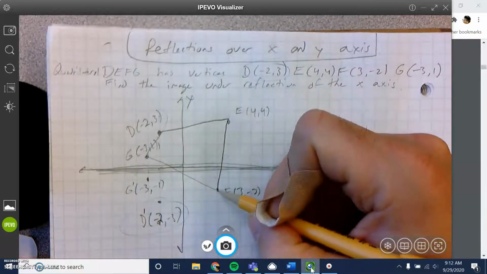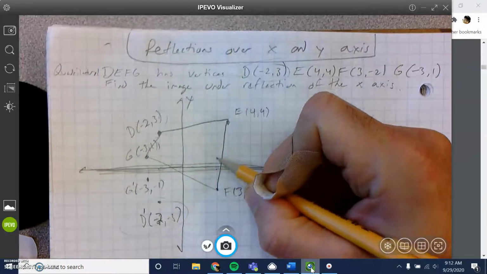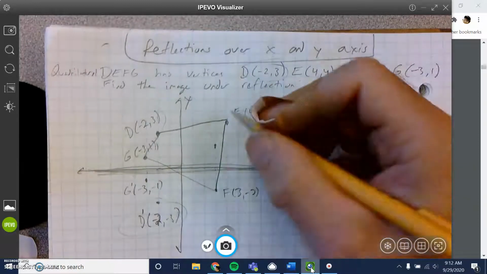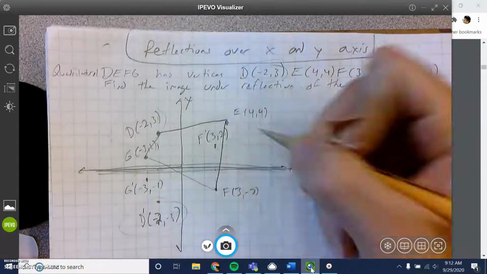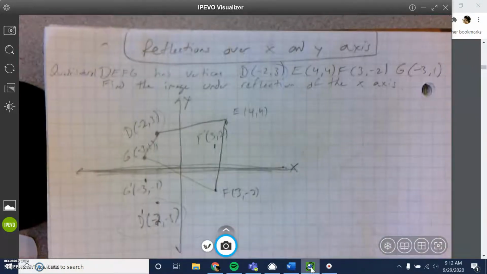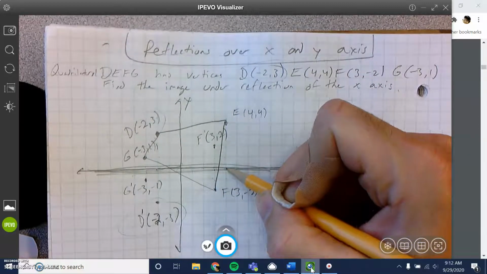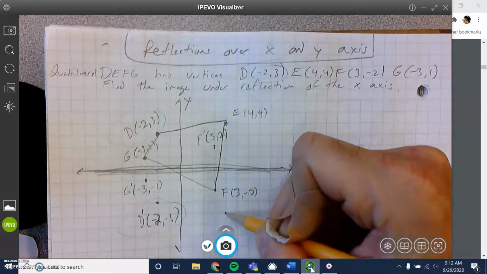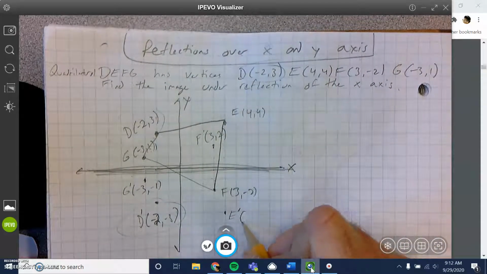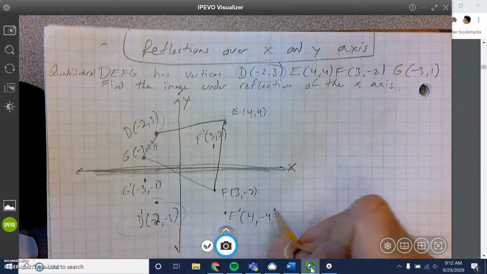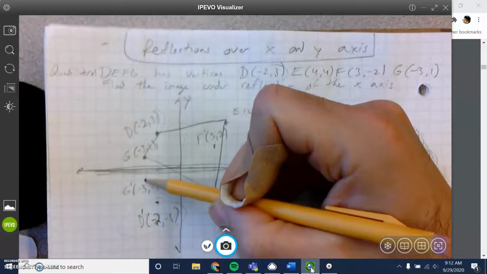Let's see. All right, let's do F. So F is 2 up to the x-axis, so it's going to be 2 more away, you could say. So F prime is 3, 2. Okay. E, 1, 2, 3, 4 to the x-axis. 1, 2, 3, 4 away. There we go. So E prime is 4, -4. Cool. Connect the dots of the primes of the image.